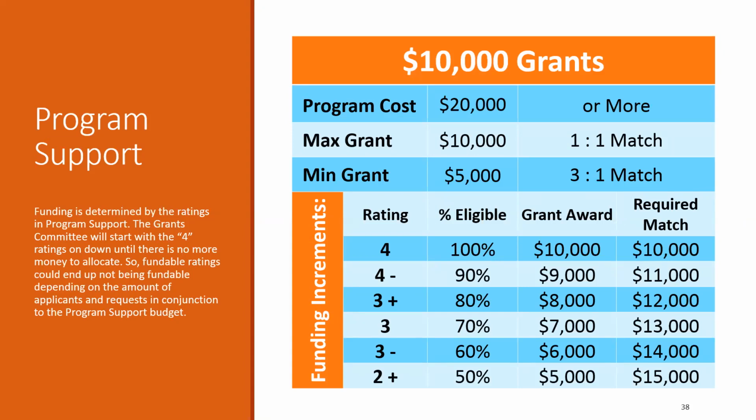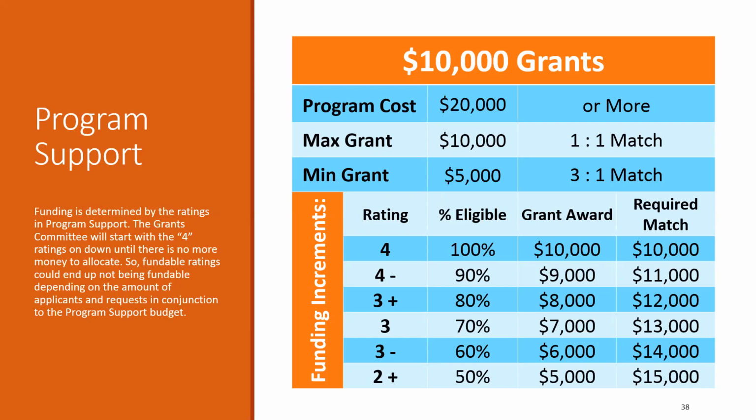So say you all are reviewing a $10,000 grant tier applicant and they receive a rating of 3+. So if they receive a rating of 3+, they're eligible for 80% of that grant tier. So for each step down in rating, there's a 10% step down in what they're eligible for. And so they're then eligible to receive $8,000. It is the grants committee and then ultimately the full commission that approves what rating we're able to fund to.